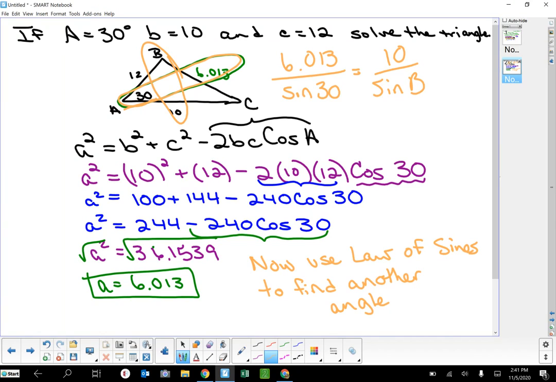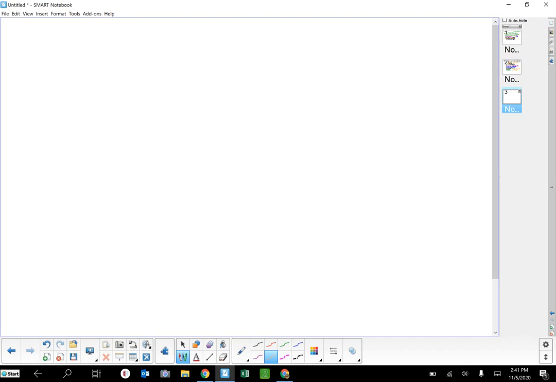Let's do one where you have all three sides. It works out a little bit differently. Okay? All right, so here's our next example. If you're given A equals 20, B equals 25, and C equals 18, solve the triangle.